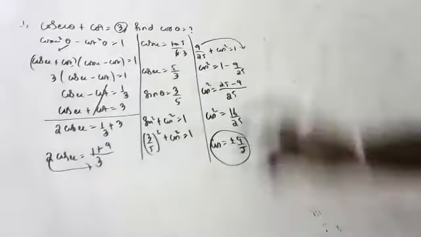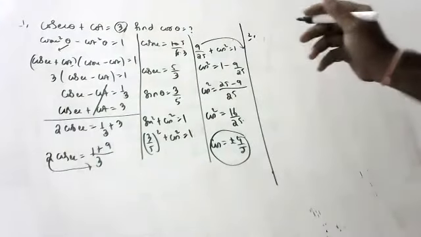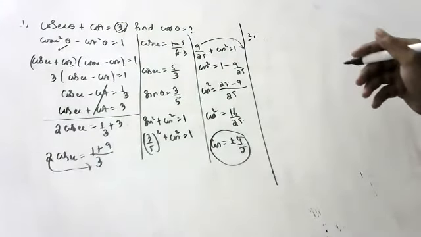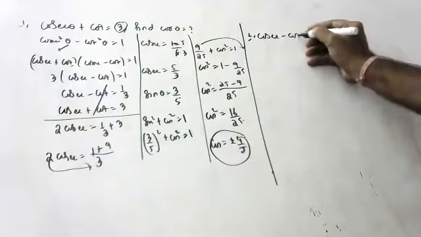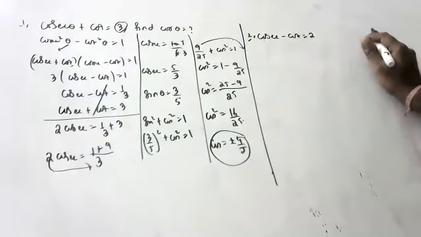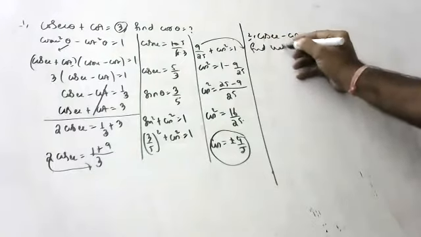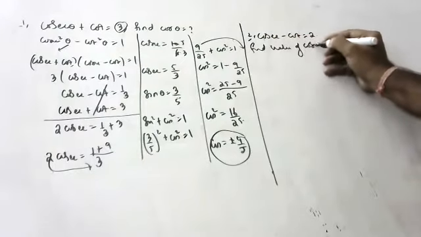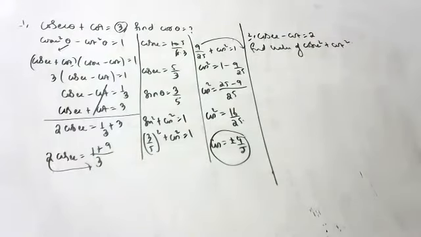Okay, does anyone have any doubt in this, children? If you don't have any doubt, second question. Cosecant minus cot is 2. Children, cosecant minus cot is equal to 2. What they are asking is to find the value of cosecant square plus cot square. Okay, children, this is the question they are asking. Please see here.